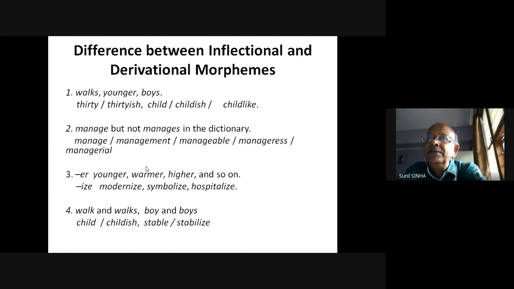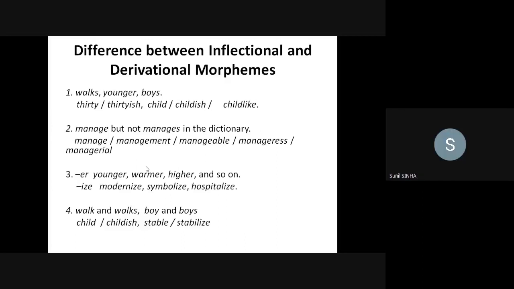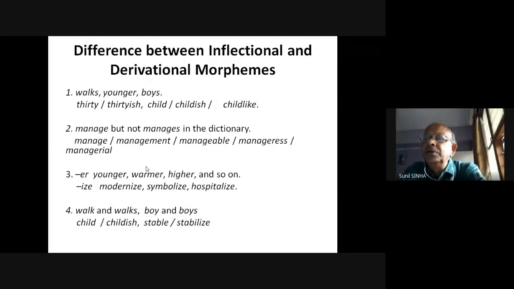I say it may change. In these two cases, the part of speech has changed. Child is a noun, childish is an adjective. Stable is an adjective, stabilize is a verb. In other cases the word remains a noun. So the derivational morpheme may or may not change the part of speech of a word. But an inflectional morpheme never changes the part of speech of a word.